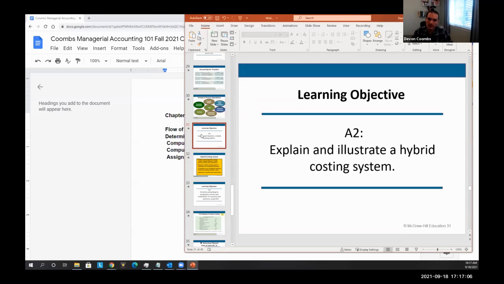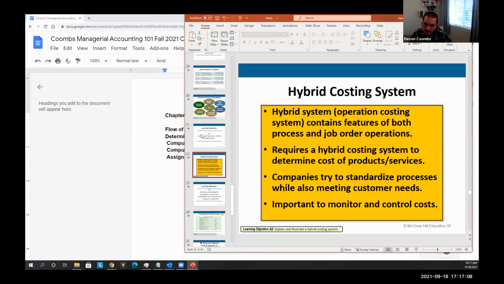So let's explain and illustrate a hybrid costing system. The main question here is, what happens if things don't fit into the mold of a process costing system or a job costing system? The important takeaway here is that in this ever-evolving world, a lot of things aren't going to fit into systems, and these are just examples that we're using of frameworks that work for certain business types.